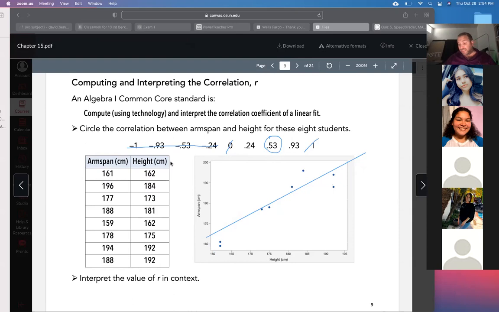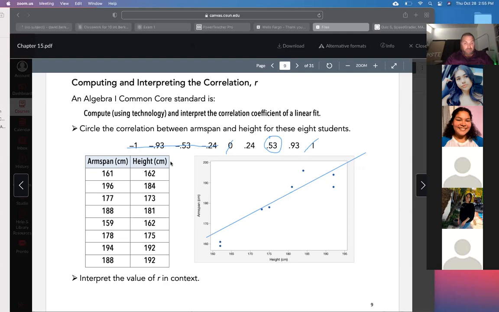I want you to hit the stat button right in the middle of your calculator. When you hit the stat button, you'll see something that looks like this. Hit enter. I want you to edit. And what we're going to do is put in some data. In the first column, which I just deleted, we're going to put in all of the first entries: 161, 196, 177, 188, 159, 178, 194, and 188. So the first column of data, list 1, L1, I just put it all in there.